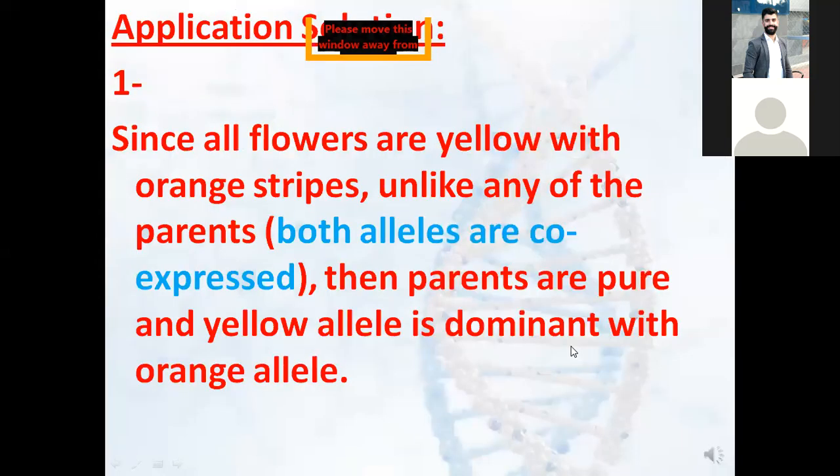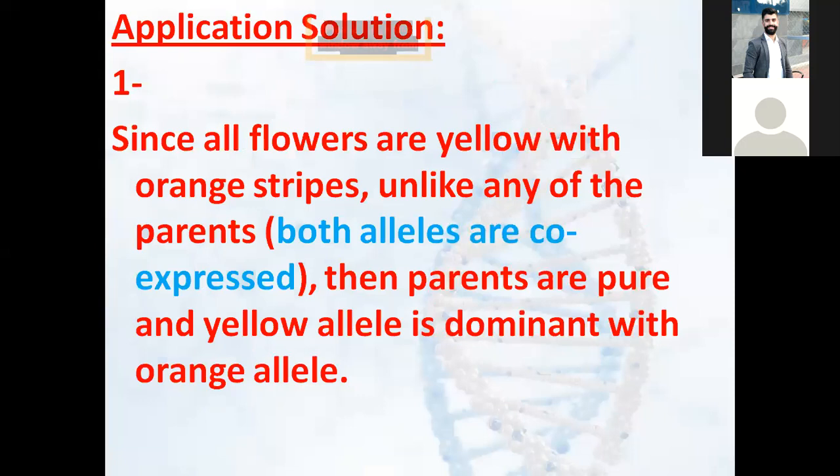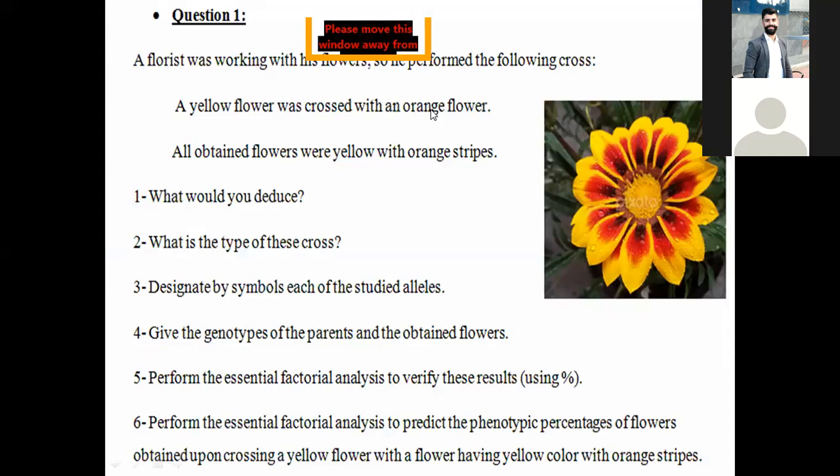You have to say, since all the flowers are yellow with orange stripes, unlike any of the parents, both alleles are co-expressed. So the yellow allele is codominant with the orange allele. So yellow and orange are codominant with each other. Here the parents are pure.